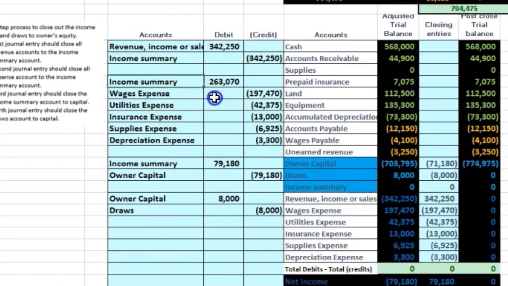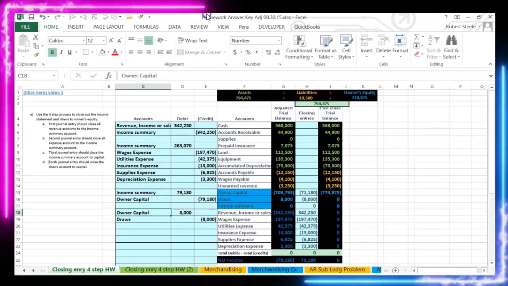And then we close out expenses to the summary account. That makes all these go to zero. And then we close out the income summary to capital. That takes it out of the income summary to capital. The last thing we do are the draws. That's all they ask us for, is draws in this case. So that's the only thing we need to do.